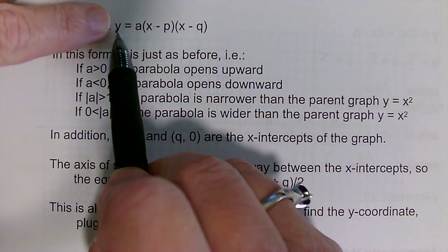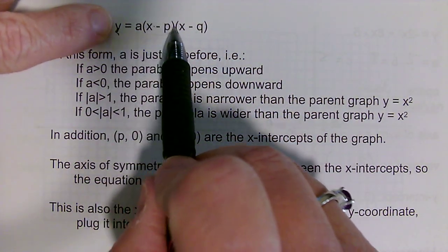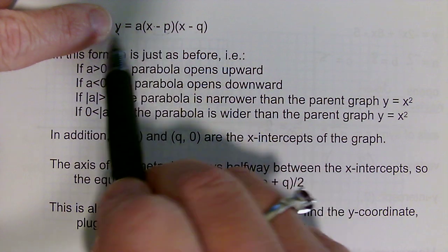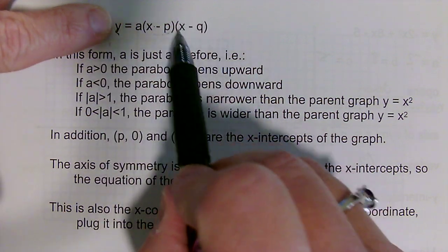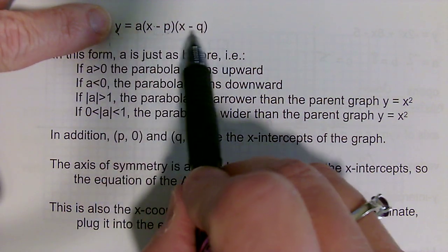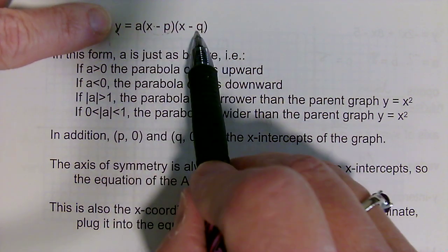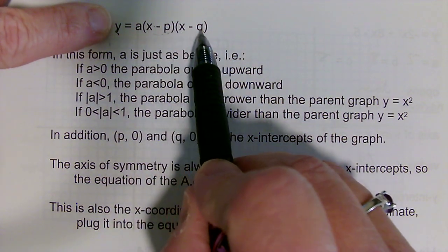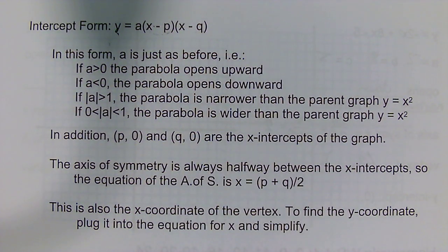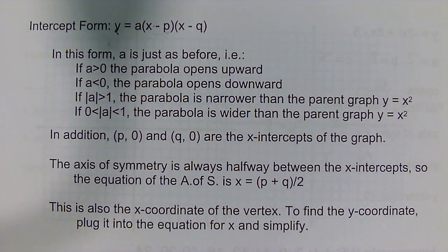Because if you put 0 here for y, when this equals 0, y would equal 0. When this equals 0, y would equal 0. And the only way y could be 0 here is if x was p, because p minus p would be 0, or if x was q, because q minus q is 0. So the p and the q are going to be the x-intercepts of the graph.